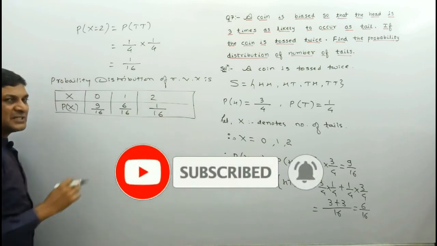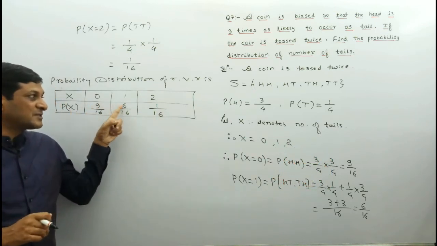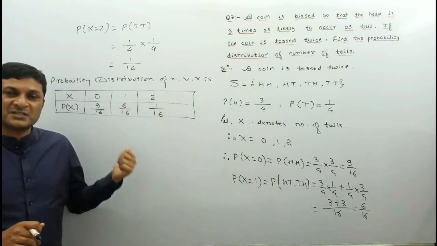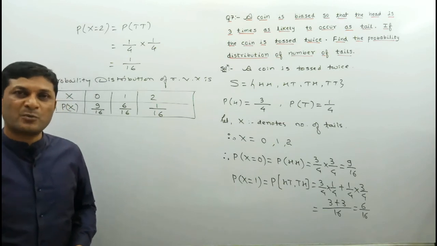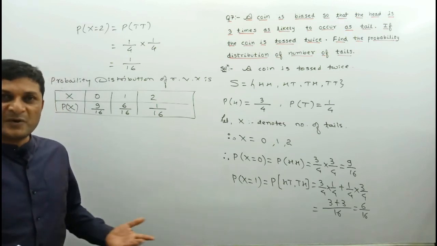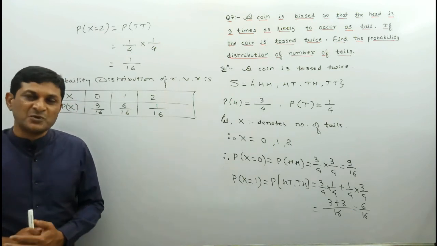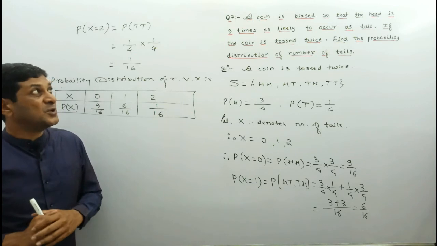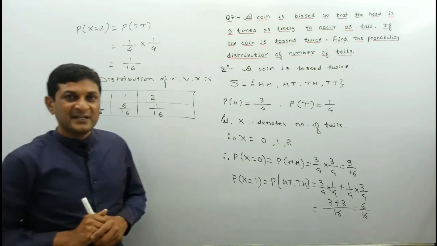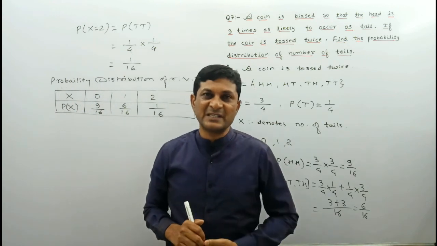To check whether our answer is correct or not, simply take the addition of these probabilities. 9 plus 6 is 15, 15 plus 1 is 16, 16 upon 16 is equal to 1. So we can observe that the sum of all probabilities is equal to 1. So that's why we can conclude that the probabilities we have got here are correct. In this way we have completed question number 7. In the next video we will solve the remaining examples from this exercise.